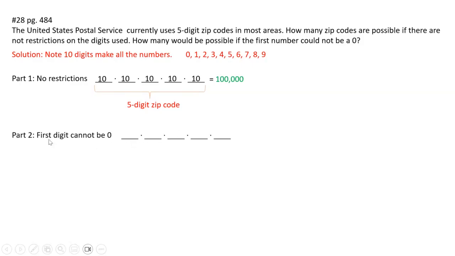Now for part 2, the first digit cannot be a 0, which means there can only be 9 on the first slot, because the first number cannot be a 0, right? So if we take out the 0, there's only 9 digits left. It's going to be 9, and then 10, 10, 10, and 10. You multiply them out, and the answer is 90,000.